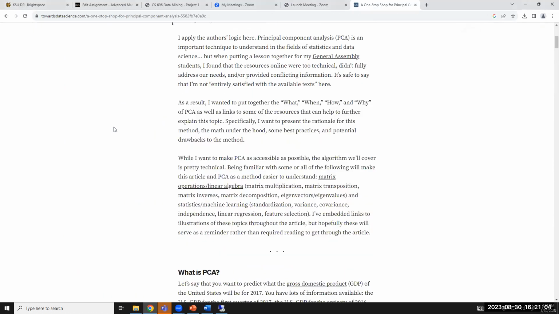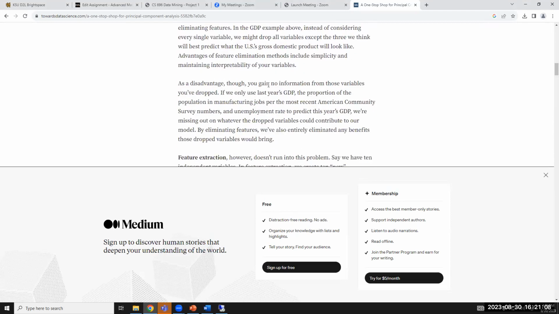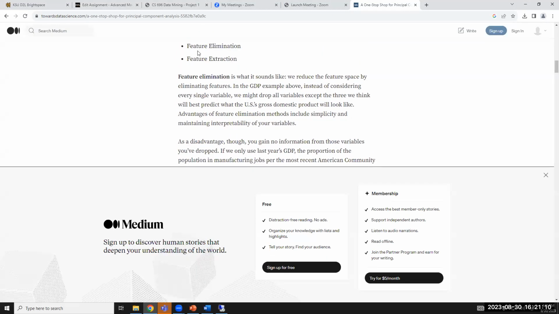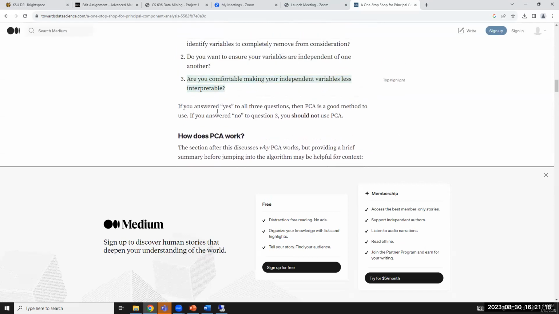So I open this up. Further feature elimination is being discussed. That's one topic that's been discussed. Another one is that you should not use PCA if you are comfortable making independent labels. That's effective. You should not use it in that case. That's one topic covered.